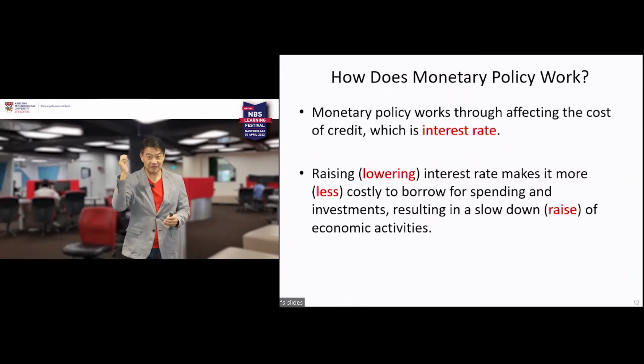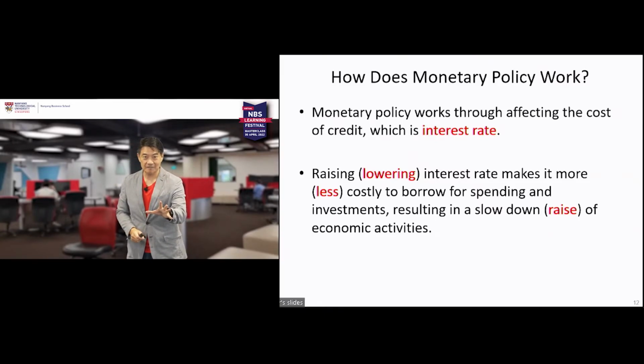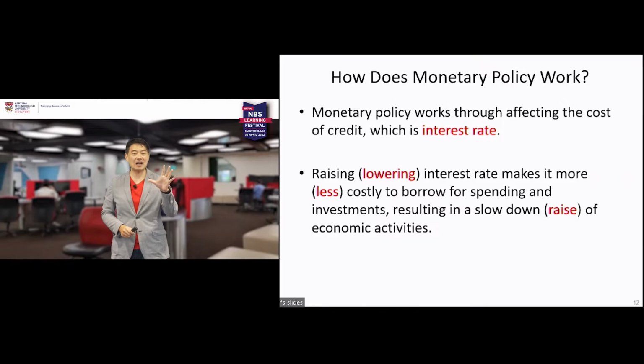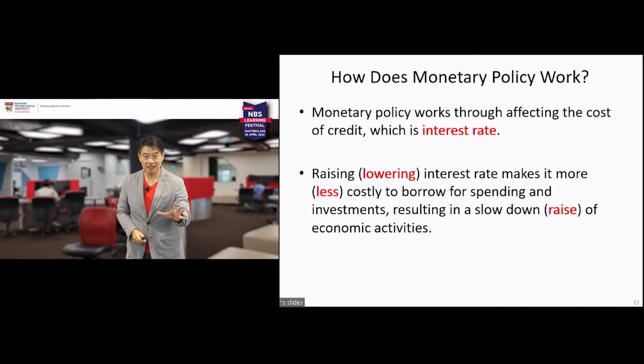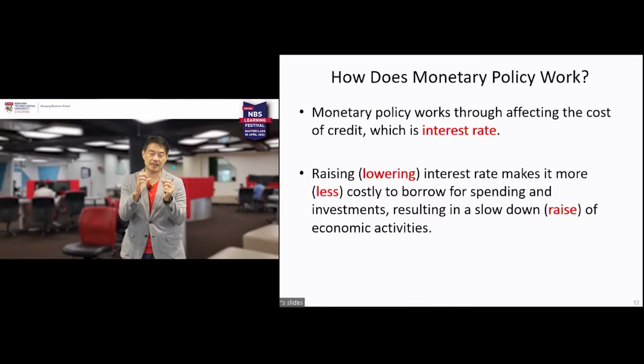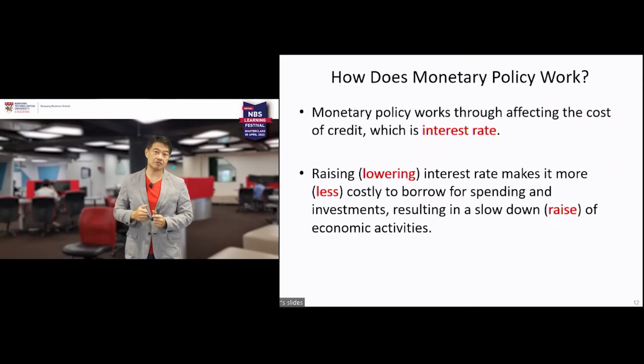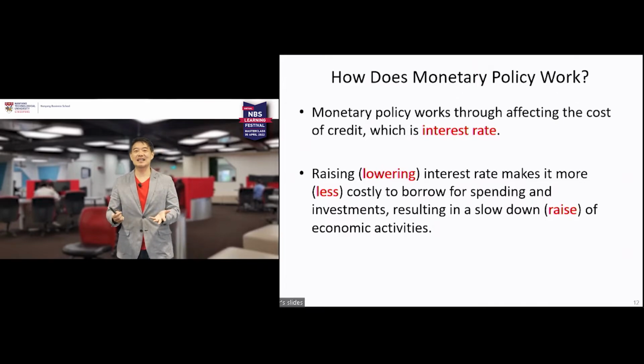I say, look, if this guy wants to buy a car, maybe he has to pay a lot more in interest. If he wants to buy a house, maybe he has to pay a lot more in interest. So if the central bank believes that the economy is overheating, that means inflation is rising, what it can do is suppress borrowing. And how do you suppress borrowing? Raise interest rates.